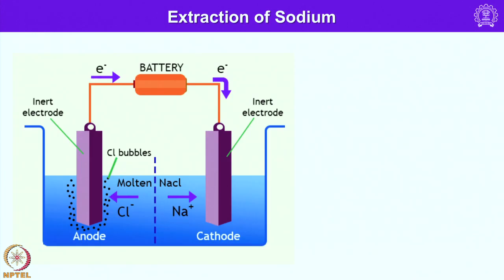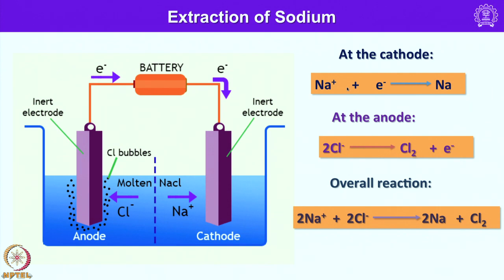And this is also shown in this figure, you can see here clearly, anode and cathode are there, and they are well separated, and sodium chloride is coming here and the inert electrode, and then whatever sodium comes here can be taken out. And the overall reaction is given: at the cathode, Na+ takes an electron to form sodium metal. At the anode, 2Cl- will be getting oxidized to Cl2, and the overall reaction is 2Na+ + 2Cl- gives 2Na + Cl2, and both of them are separated at their respective electrodes.